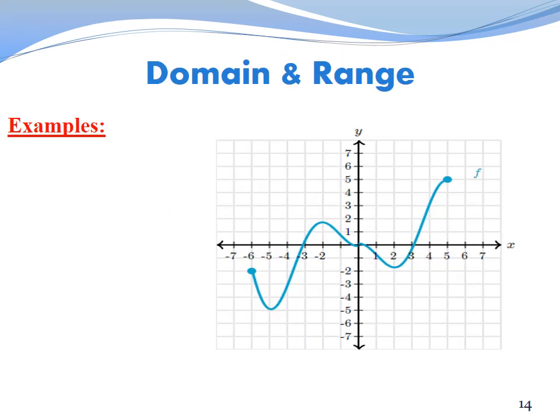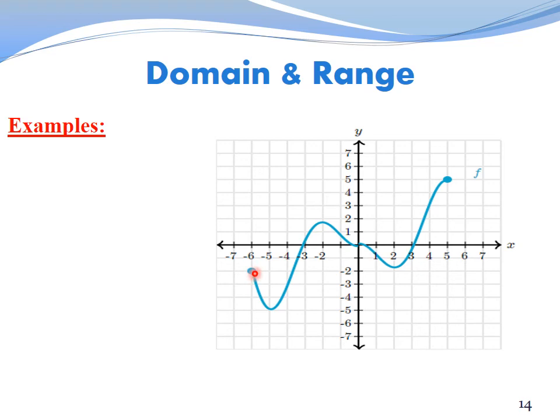Our next example is given by this graph, where this function is different than the functions in the previous examples, in the sense that there is no arrow here and there is no arrow here, which means that the function does not extend upward here and does not extend upward here. The function is restricted or limited to this area and this area.